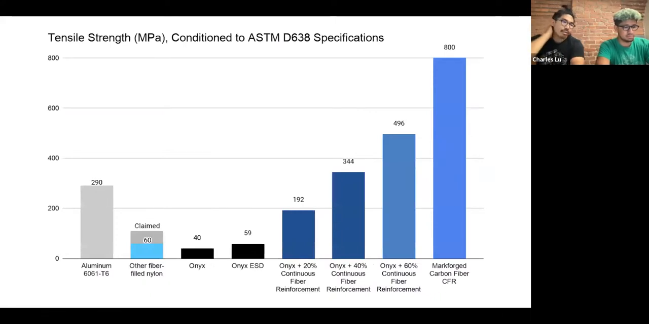The question related to comparing to other OEMs or other fiber-filled nylons: we actually see them claim a range of numbers, and sometimes they'll claim up to 120 megapascals, like 110 megapascals, but they're using a dried injection molded sample.